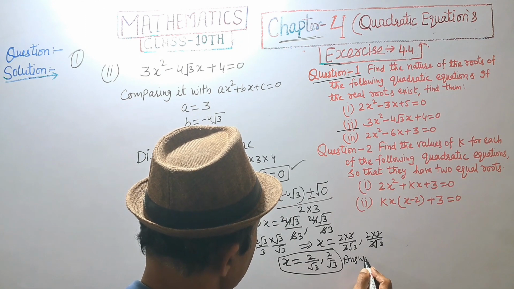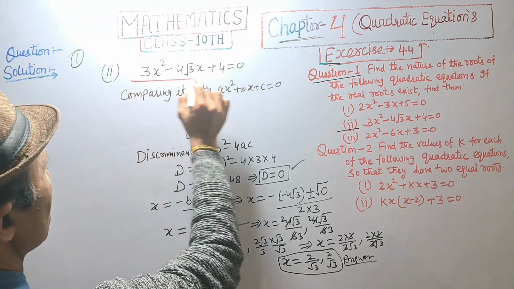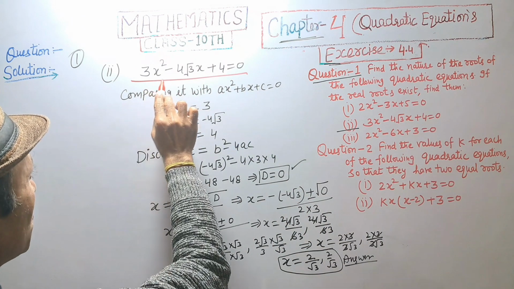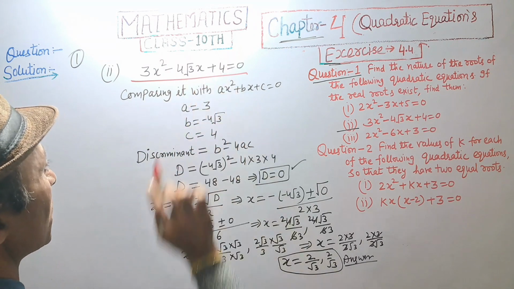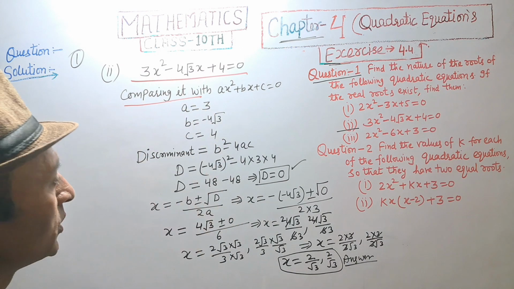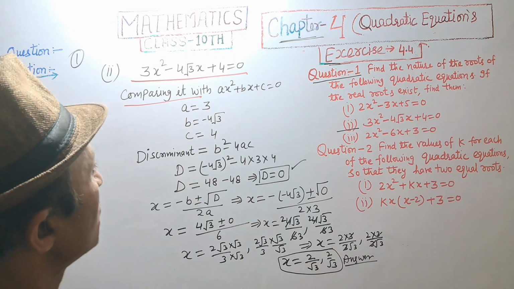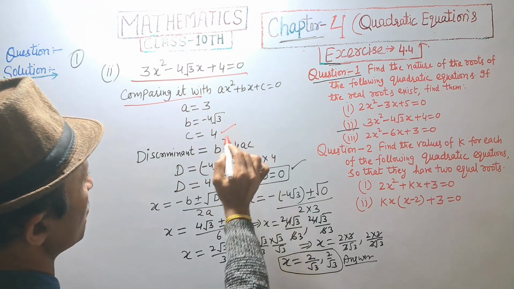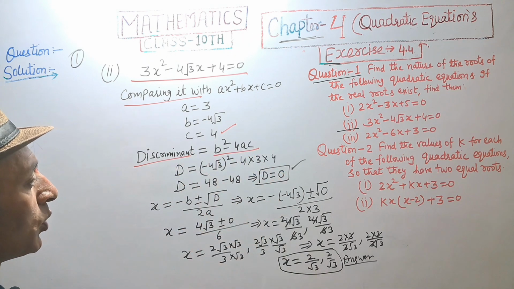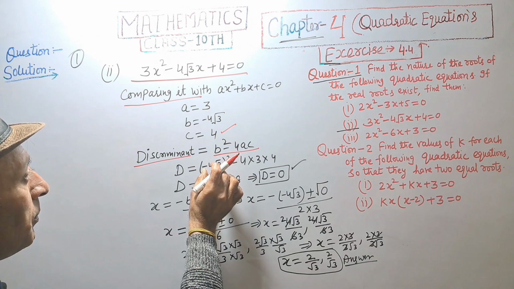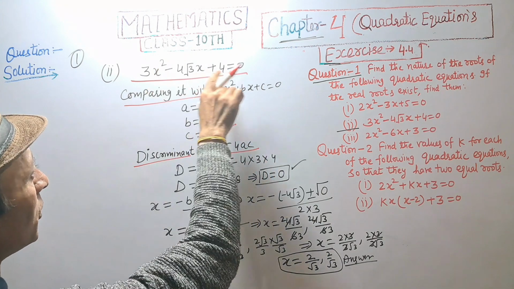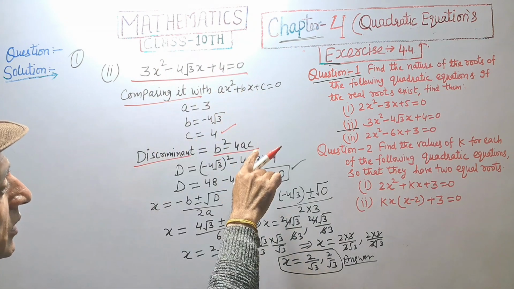Answer. Given quadratic equation is 3x square minus 4 root 3x plus 4 equal to 0. We are comparing it with ax square plus bx plus c equal to 0. a is equal to 3, b is equal to minus 4 root 3, and c is equal to 4. And discriminant is equal to b square minus 4ac. b is minus 4 root 3 square minus 4 into a into c. a is here 3 and c is 4.